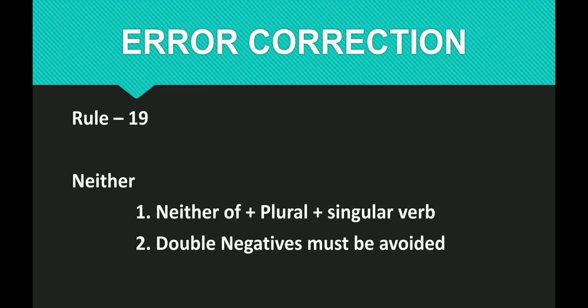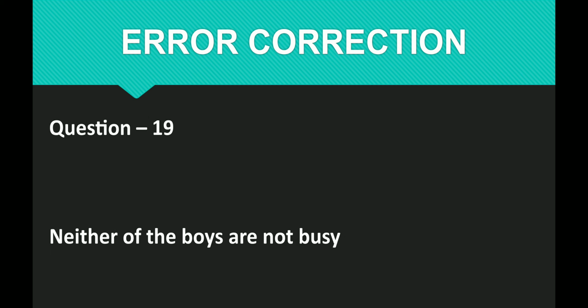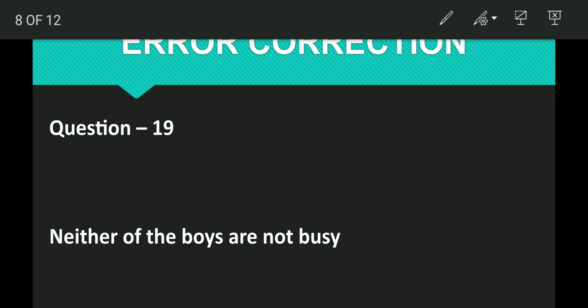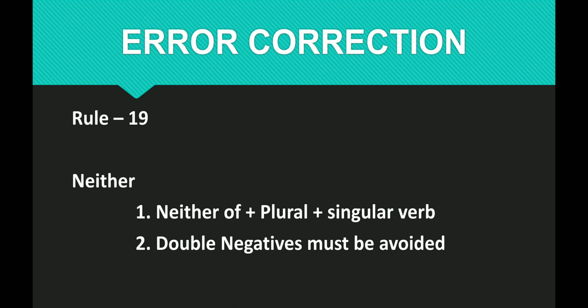The second rule is that double negatives must not be used. Double negative means neither is a negative word itself, so we cannot use not or none after neither. So here is the question: Neither of the boys is busy. We cannot use not because neither is a negative word. We cannot use are because neither of plus a plural noun will take a singular verb, as rule number 1 says over here. All right. Thank you very much. I hope you understand.